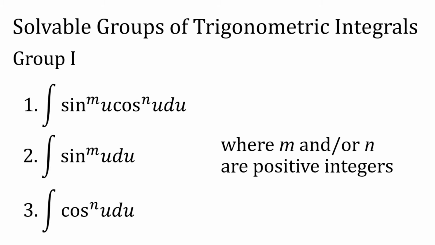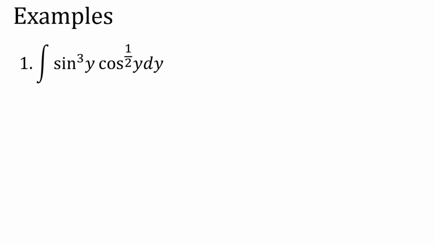First, let's have the group 1 of solvable groups of trigonometric integrals. So our given will be based on the structures of each trigonometric integral from group 1. So remember that m and or n are positive integers. For example, number 1, the integral of sine cube y cosine to the 1/2 y dy.